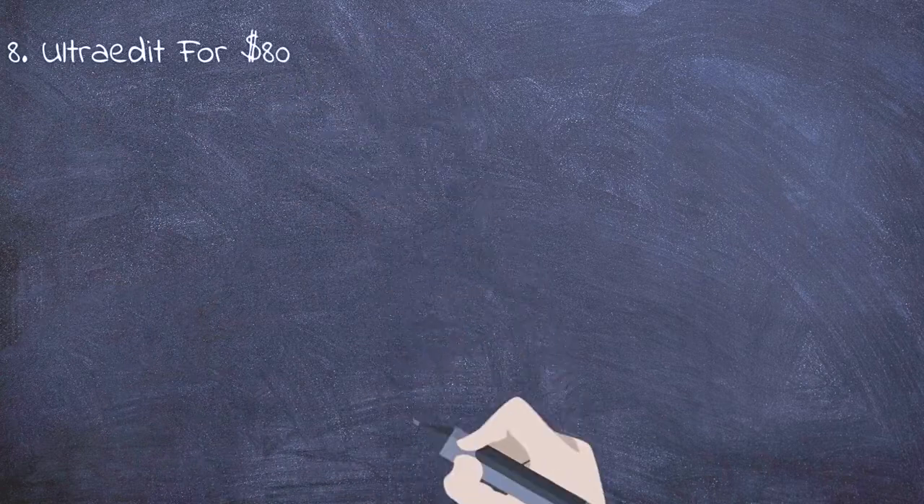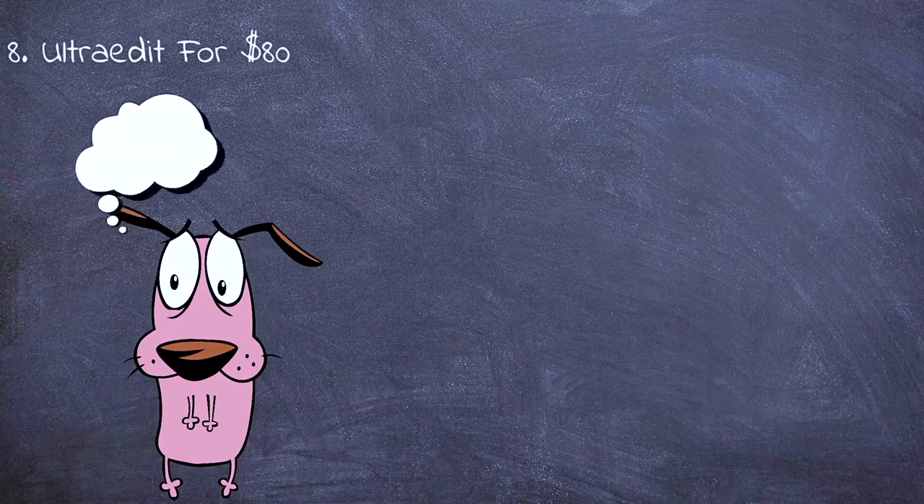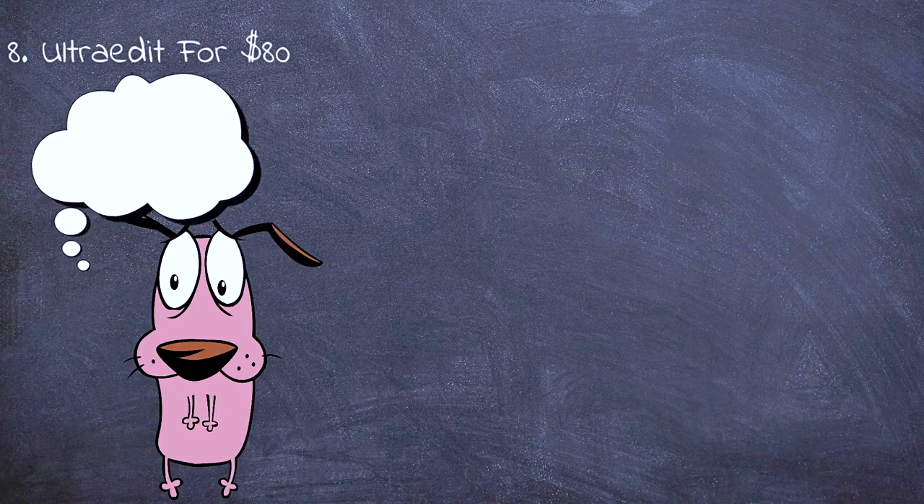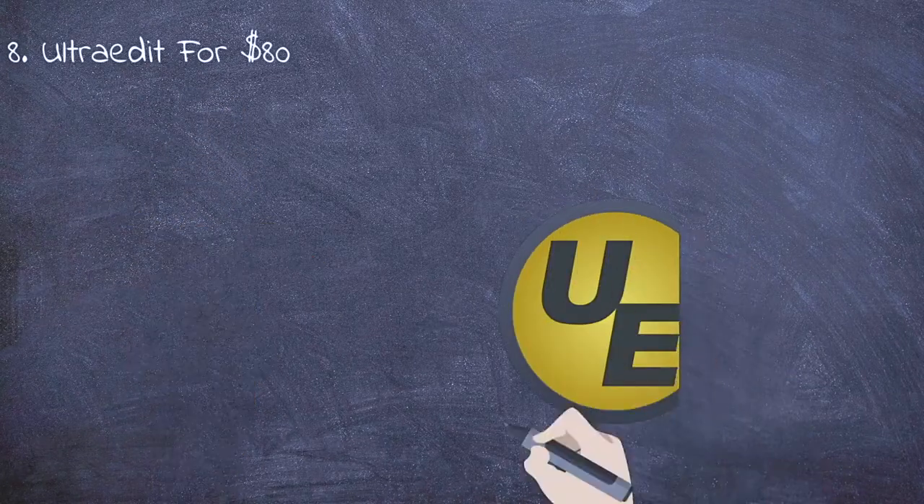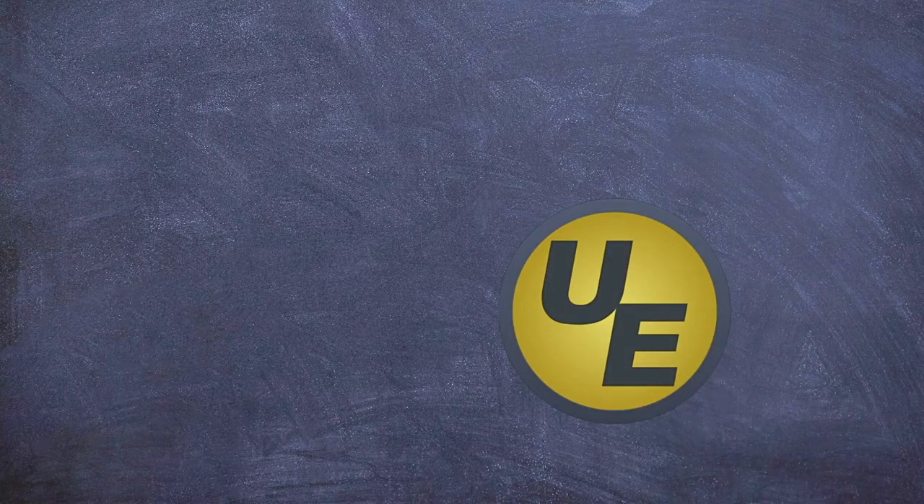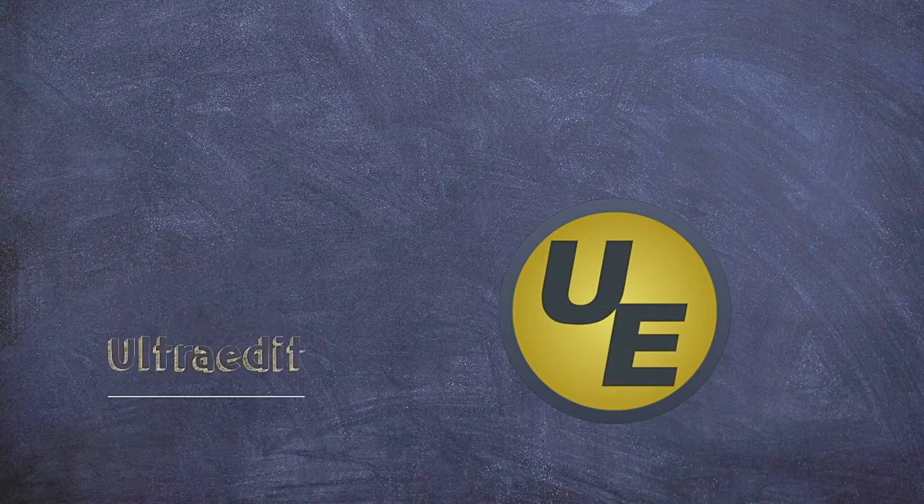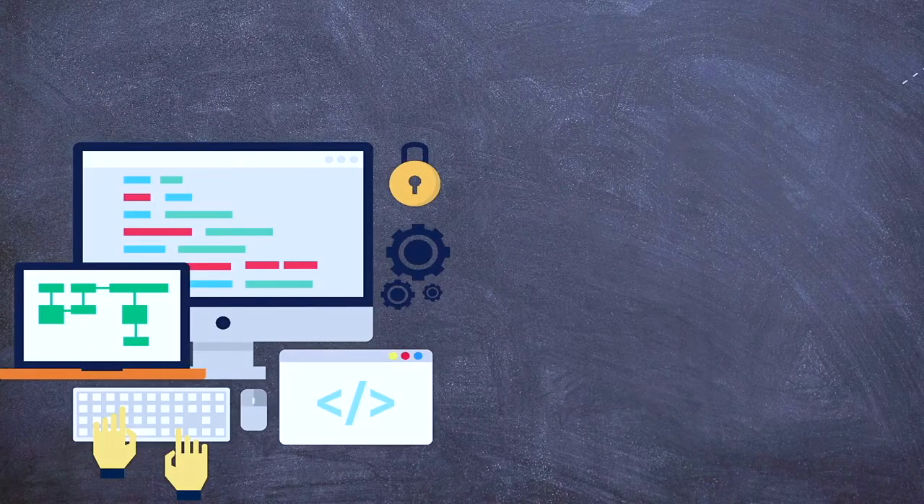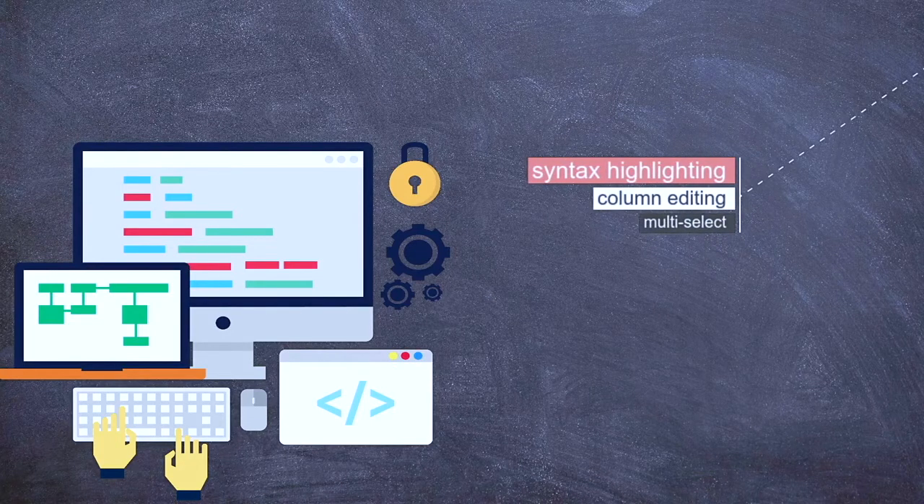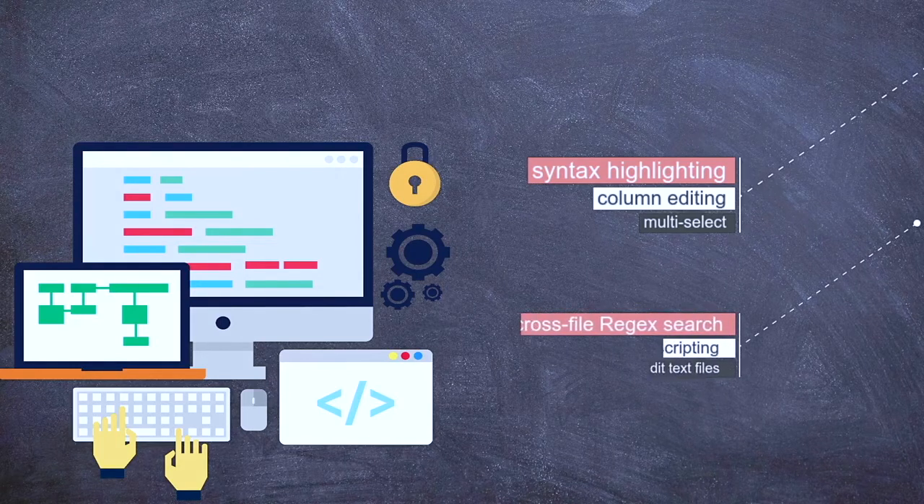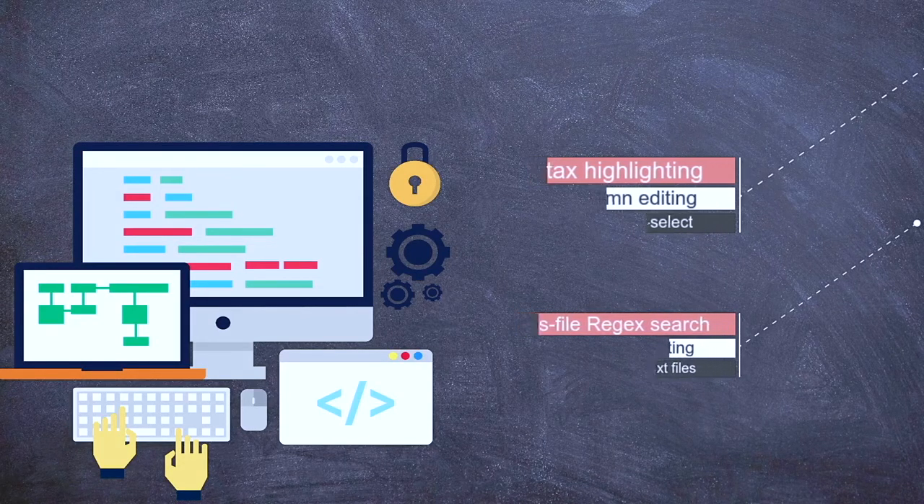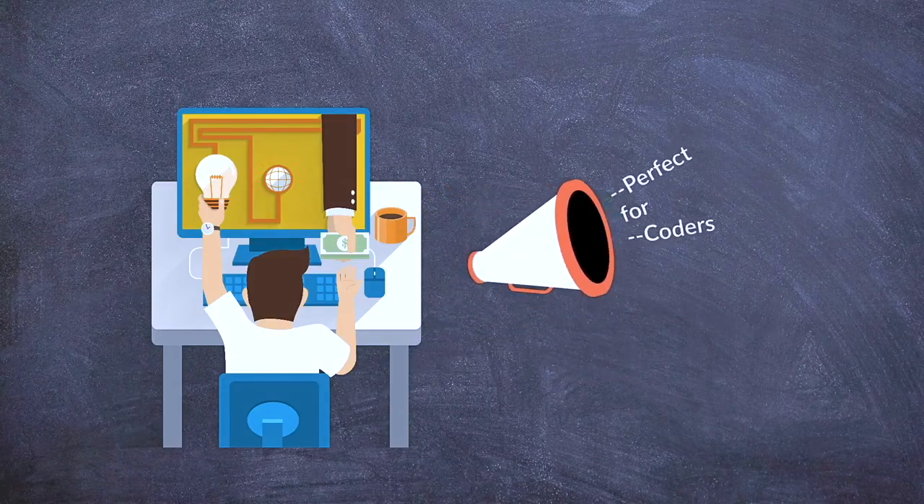8. Ultra Edit for $80. Considering that one of the greatest Notepad++ alternatives costs $70, you should feel certain that we included another fantastic but somewhat costly code editor for you here with Ultra Edit. Ultra Edit has tools like multi-select, block/column editing, syntax highlighting for a lot of languages, cross-file regex search, scripting, and can edit lots of text files. This makes this program perfect for the coders who expect a lot from their editing software or will be doing a lot of work on it.